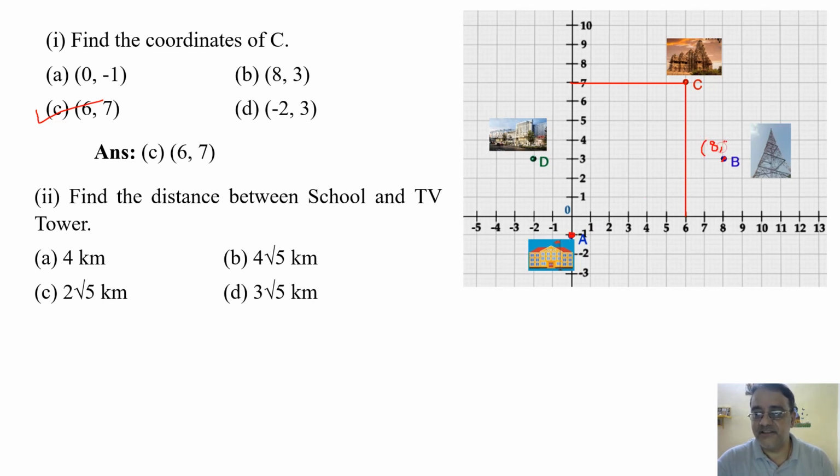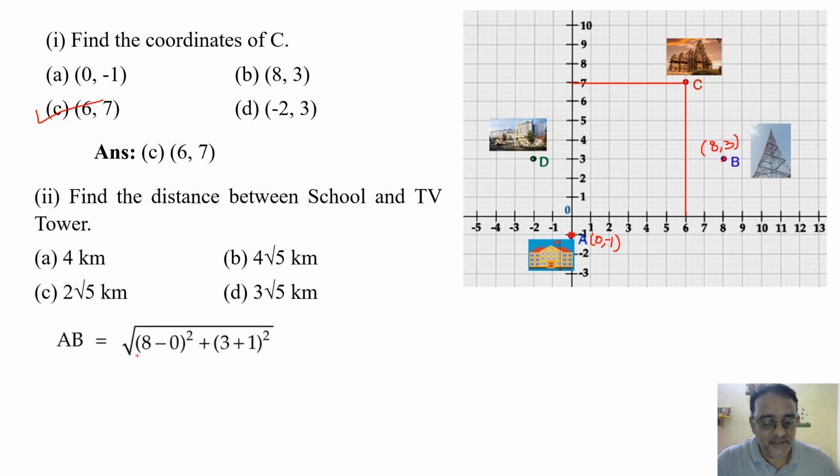8, 3. And what is the coordinate of A? Minus, so 0 minus 1. 0 minus 1, right. So अब इसका distance हो जाएगा 8 minus 0 whole square plus 3 minus of minus 1, that is 3 plus 1 whole square.